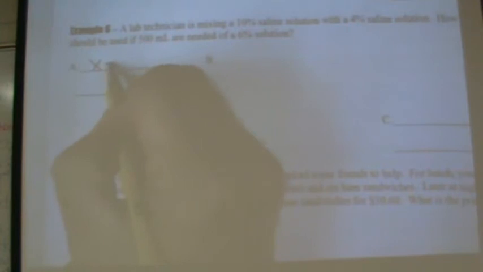So, one equation is gonna be x plus y is 500, because we want 500 milliliters. One of your solutions is 10%, so 0.10x. And we're gonna mix that with 4%, 0.04y.